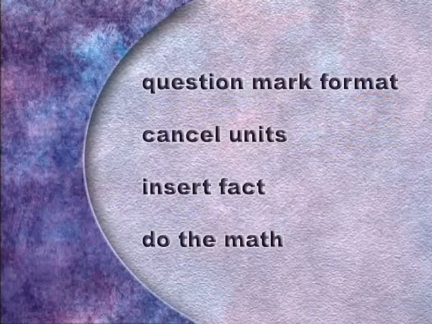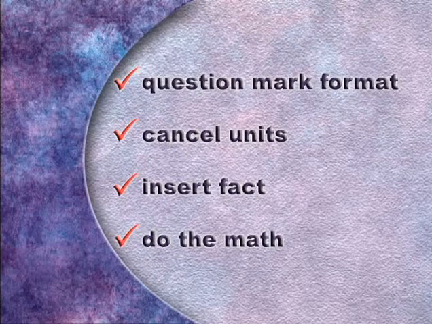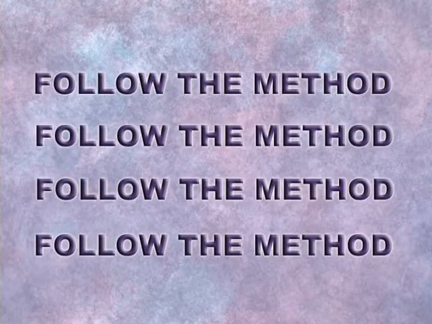If you set up your conversion in the question mark format, make your units cancel, insert your fact, and then do the math, you'll find that conversions are easy. Instead of trying to figure out whether you should multiply or divide, you let the units do the work for you. And all the writing is done on one line. You try this one. Show your local teacher that you are following the method.